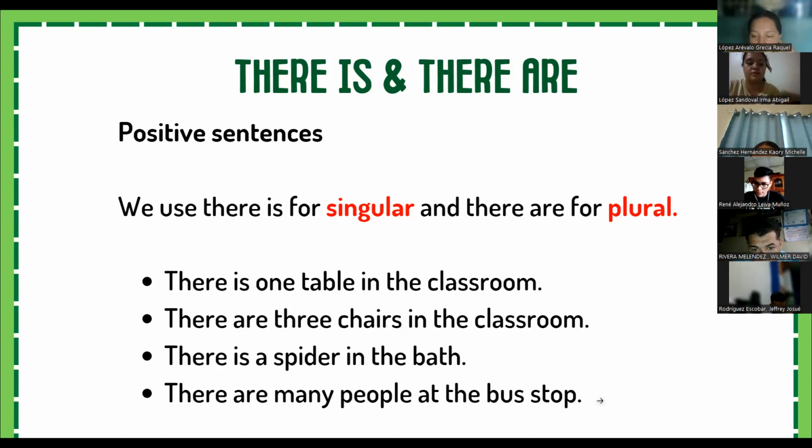Okay, very good. So, we use there is for singular and there are for plural. Aquí tenemos there is one table in the classroom. Hay una mesa en el salón. There are three chairs in the classroom. Hay tres sillas. Basically, that's the way we're going to use there is and there are for positive sentences. Do you have questions about this part, the positive sentences?